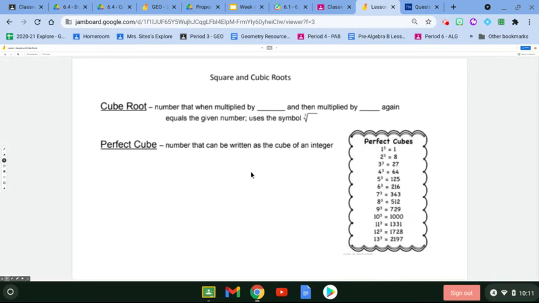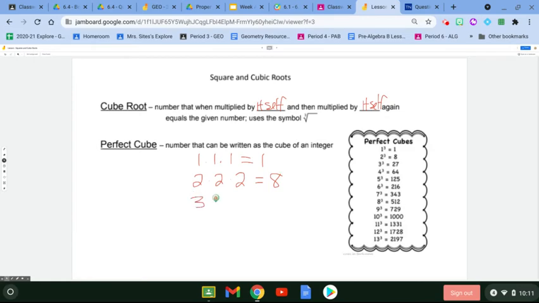Okay, the other thing that you guys are going to be doing today is cube roots. A cube root is one more step further than a square root. It's whenever a number is multiplied by itself and then multiplied by itself again. So 3 times when you talk about a cube root. A perfect cube is a number that can be written as the cube of an integer. And if you take a look, I have the list of all the perfect cubes here. So for example, if I did 1 times 1 times 1, I would get 1. Or if I did 2 times 2 times 2, I would get 8.